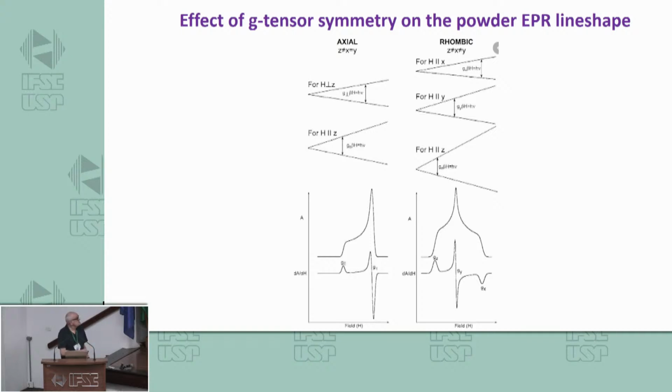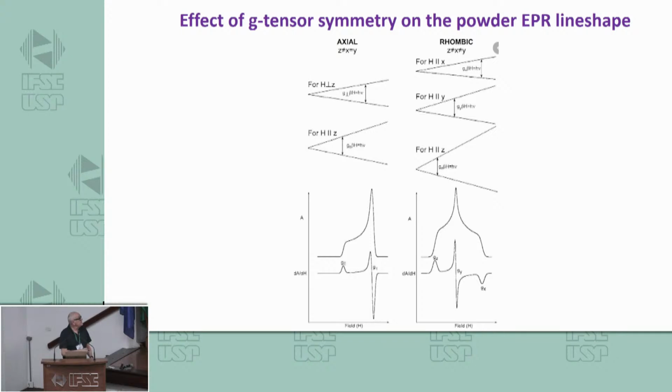Okay, this is the case for only the simplest local geometries, the so-called axial symmetry, in which we have basically an ellipsoidal G-tensor, which means that there's one preferred direction, and orthogonal to that direction it's all the same, like in an ellipsoid, an American football.